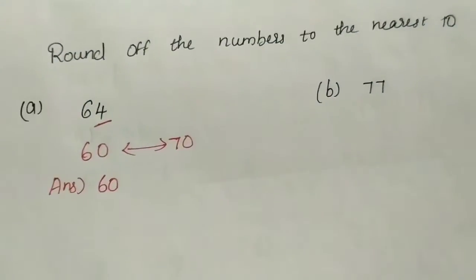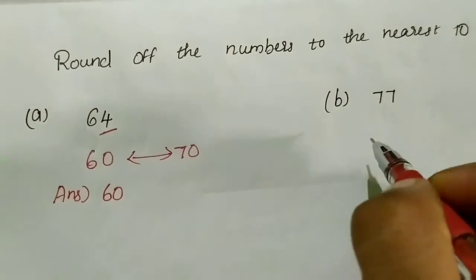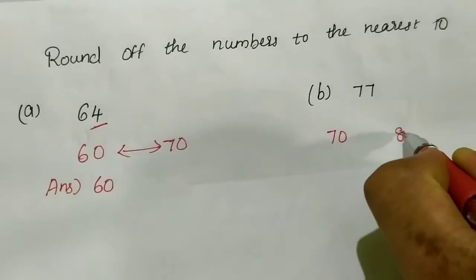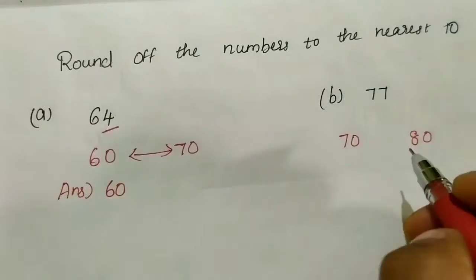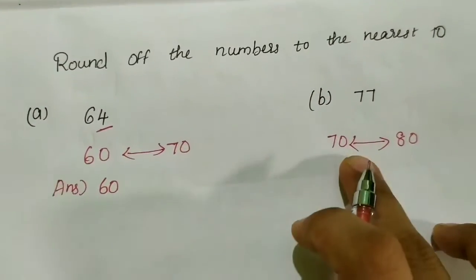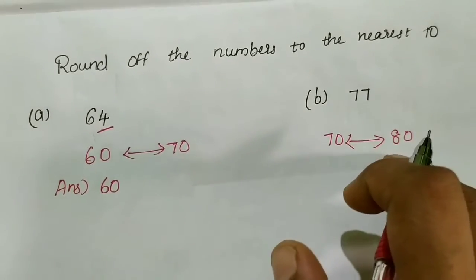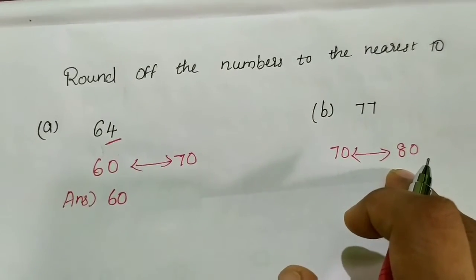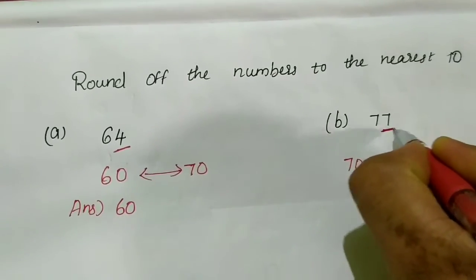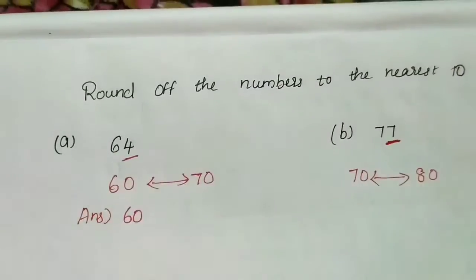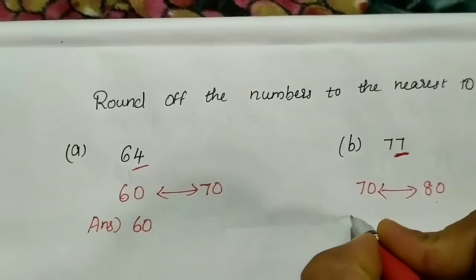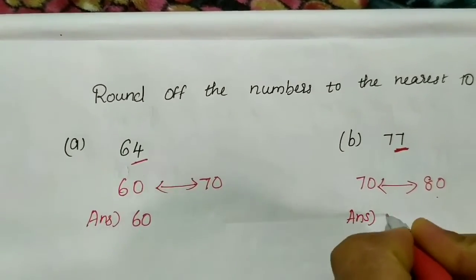Then next one, 77. 77 is in between 70 and 80. Then 77 is closer to 80. The digit in ones place is 7. So it is above 5. Then it is closer to 80. So the answer is 80.